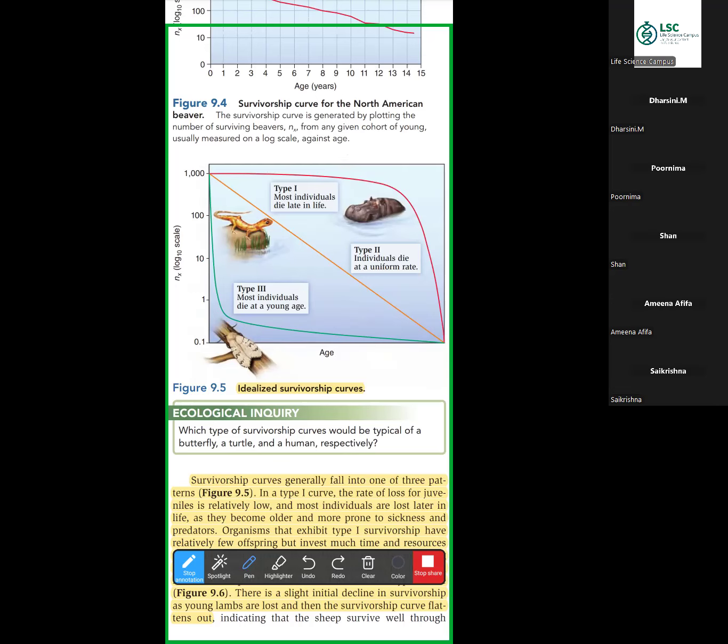Type 2, individuals die at a uniform rate. That is, you can see that as the age of the individuals increases, there is a uniform decrease in their number also. Is it right? That means they show uniform rate of death. There is a uniform decrease in their number, so they show uniform rate of death. It is exhibited by birds, small mammals, reptiles, and annual plants.